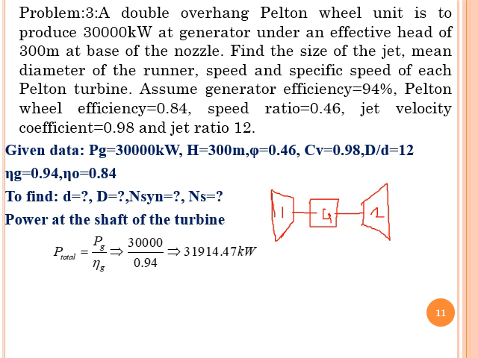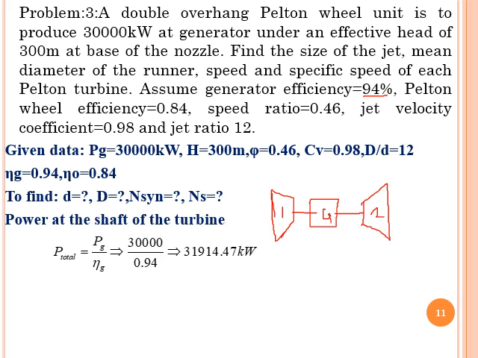Now this generator is producing 30,000 kilowatt of power at an efficiency of 94%. That means 6% of power is lost in the generator. So these two turbines are producing more power than the power produced by the Pelton wheel turbine, because here the efficiency is only 94%. Now we want to calculate the power produced by these turbines, or the power available in the turbines.